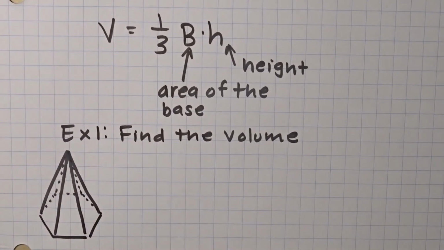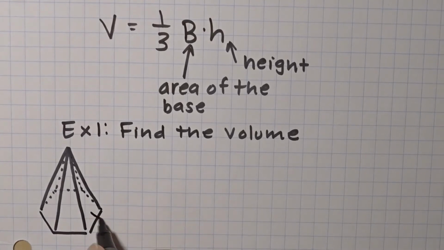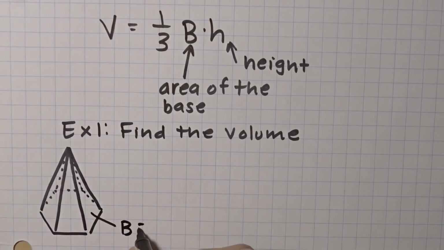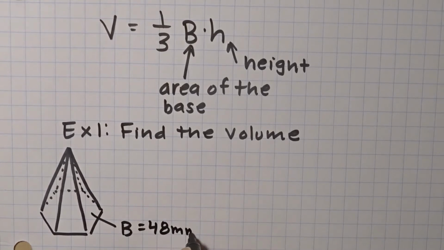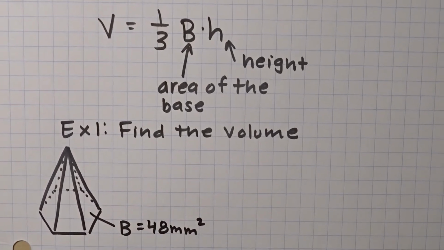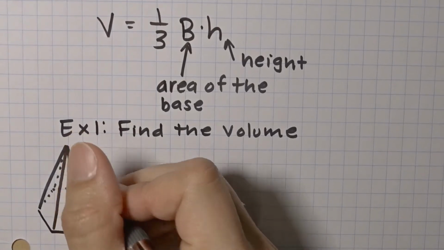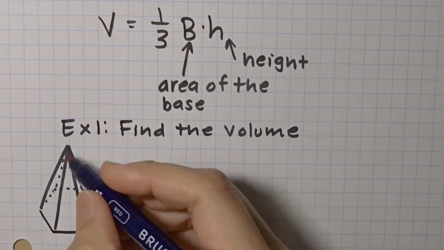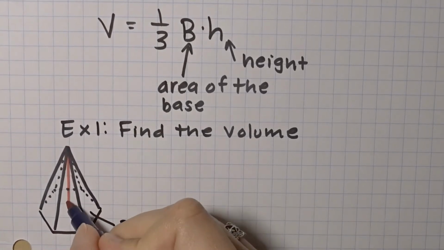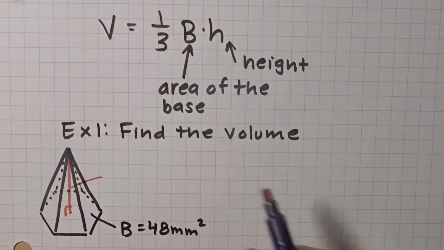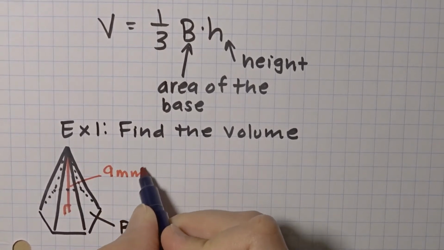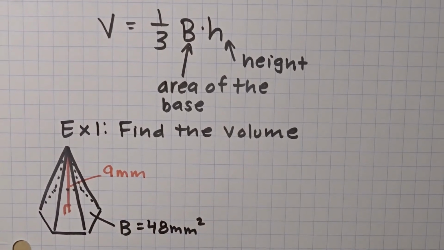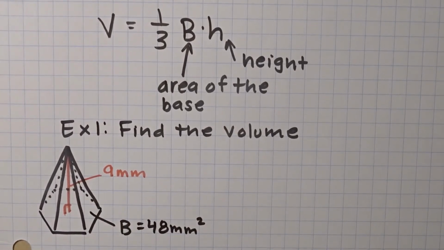Okay. And it's telling me that the entire base is already calculated, and it's 48 millimeters squared. And the height, I'll do that in red, of this entire pyramid is 9 millimeters. And I just did it in red, so it's not so many lines. And the height is going to be straight from the center of the pyramid up to the top. Okay, so it's a perpendicular height.